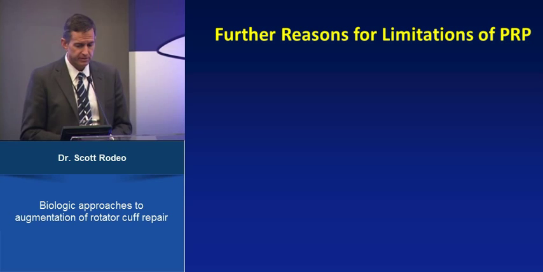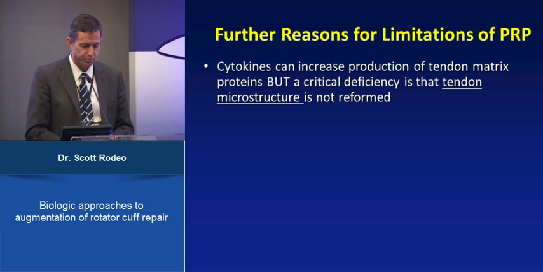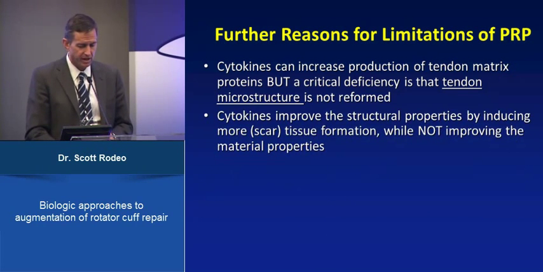Further reasons for the limitation of PRP are as follows. Cytokines and growth factors contained in PRP can increase production of tendon matrix proteins, but a critical deficiency is that the tendon microstructure is not reformed. Cytokines improve the structural properties by inducing, essentially, more scar tissue formation while not improving the material properties of the tendon.